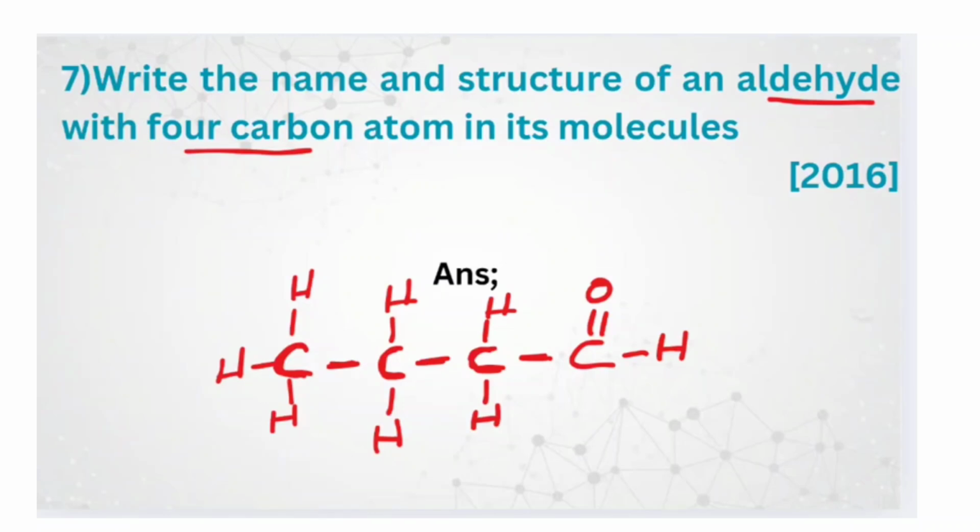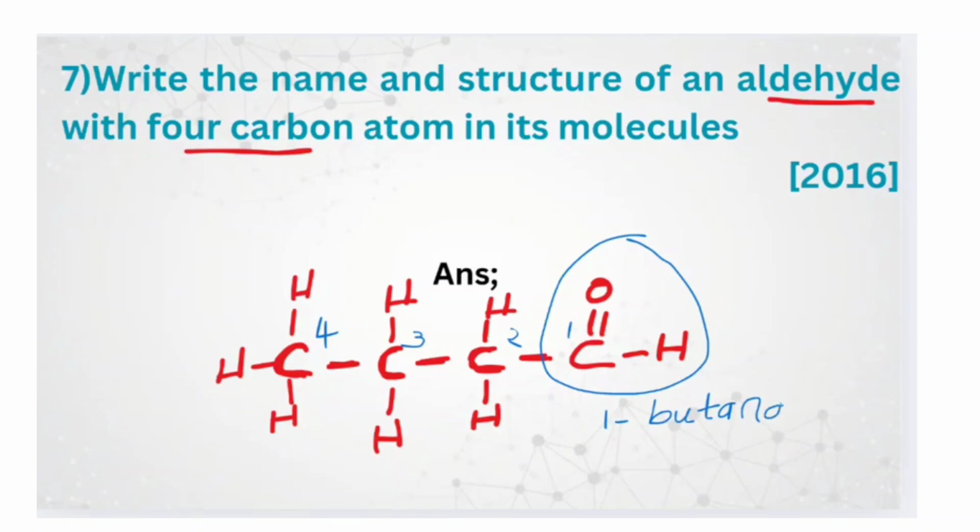And finally, the name of this compound: counting the number of carbon atoms 1, 2, 3, 4, so 4 carbon atoms, the word root is butane. The functional group is aldehyde. The position is 1. So butanal. This is the IUPAC name of this compound, and this one is the structure of butanal.